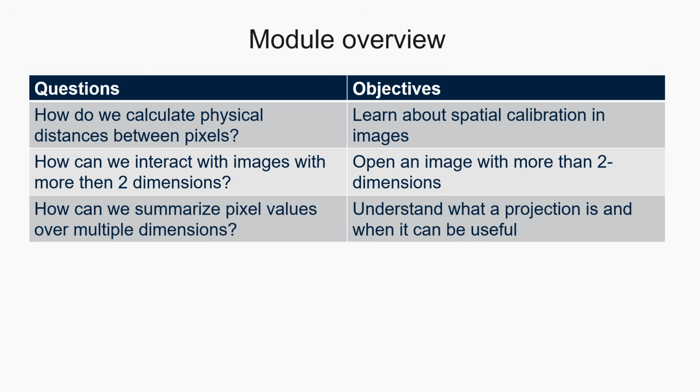In this module, we'll focus on three key questions. First, how do we calculate physical distances between pixels? Second, how can we interact with images that contain more than two dimensions? And third, how can we summarize information across multiple dimensions when the data becomes too complex to visualize directly? By the end of this module, you should understand spatial calibration, know how to work with multidimensional images, and recognize when image projections can be used for data visualization and interpretation.